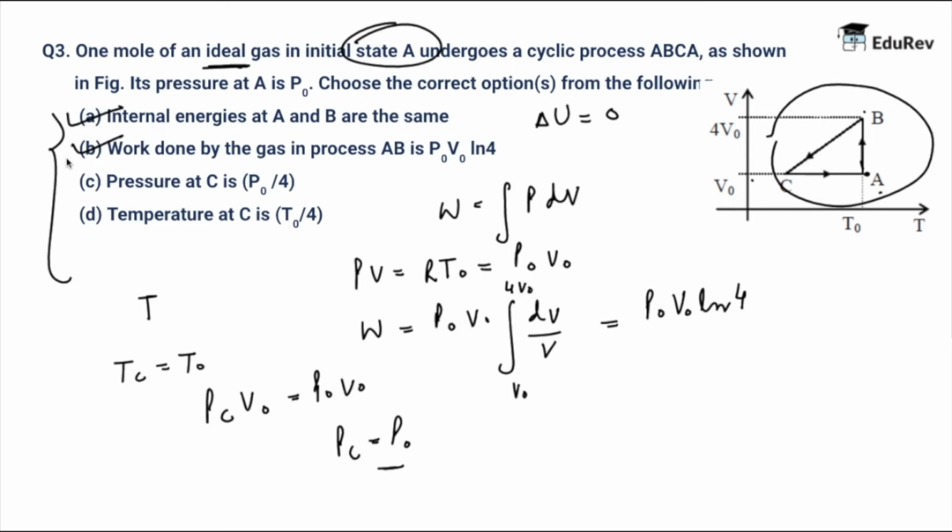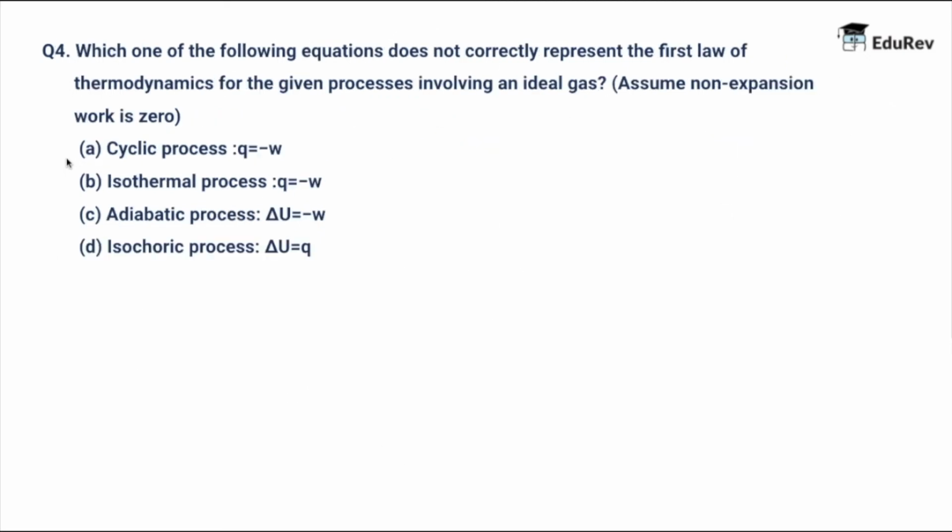Let's move on to question number 4. Question number 4 states: which of the following equations does not correctly represent the first law of thermodynamics for the given processes involving an ideal gas? We need to assume the non-expansion work is 0. Now we know that for the adiabatic process, Q is 0, correct? That is, delta U is nothing but W.